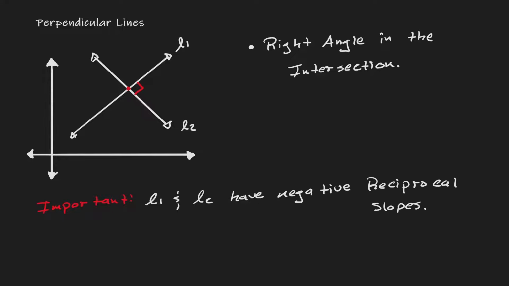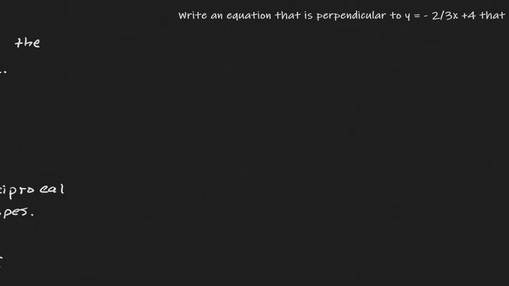Now, let's give an example. Let's say that the slope of L1 is equal to 2/3. If they are perpendicular to each other, then the slope of L2 will be negative. We change the sign, and then we flip the order. What was in the numerator goes in the denominator, and what's in the denominator goes in the numerator. Let's keep this property in mind, because we will use it to define equations which are perpendicular to each other. Let's take a look at some examples.